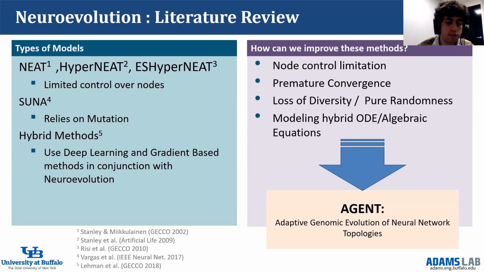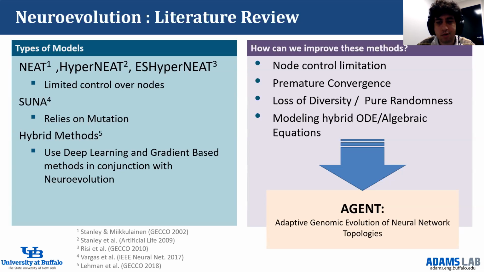And there are hybrid methods which are very important, but they are mostly an add-on to the other architectures, in that they use deep learning and gradient-based methods in conjunction with neuroevolution. So many times, for example, they train the topology using neuroevolution, and then they do some nested gradient-based optimization over the edges, weights, and biases to make the total network more optimal.